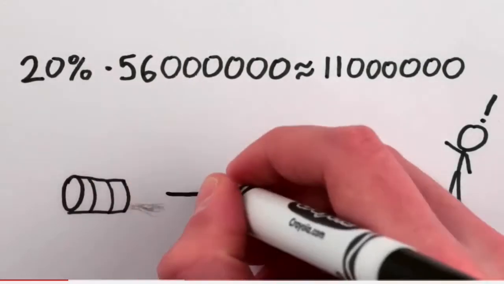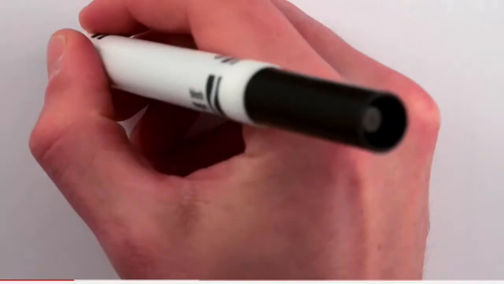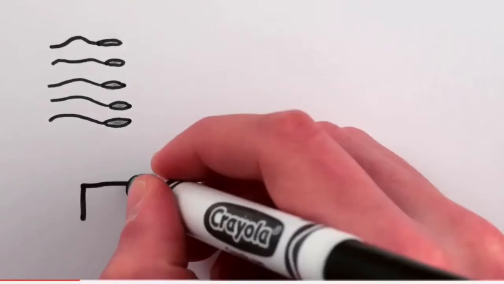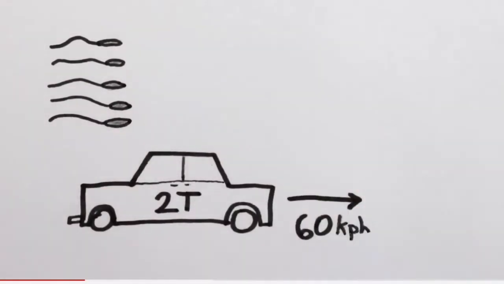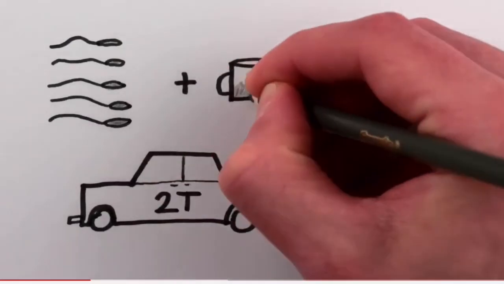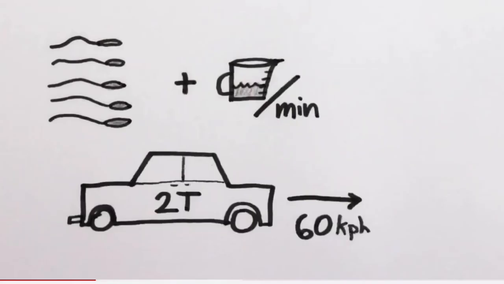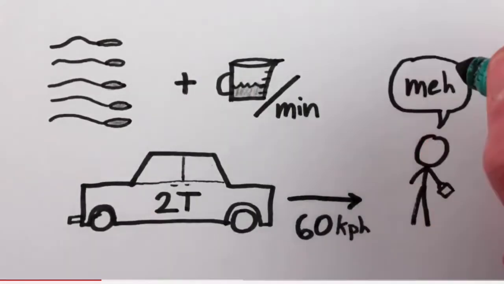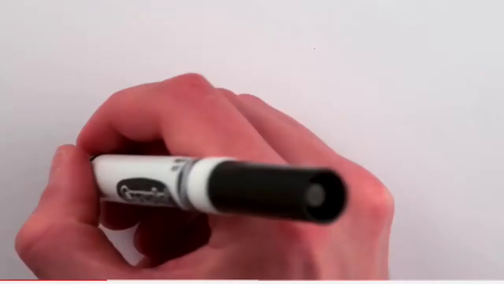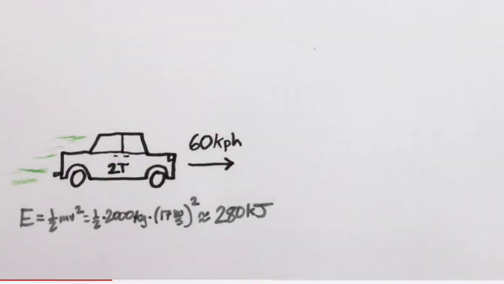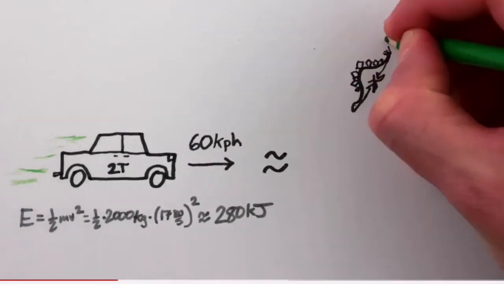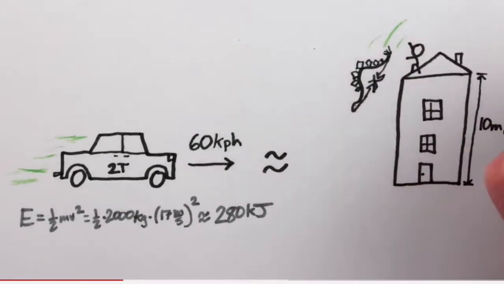To give a direct sense of gas to car conversion, it takes about 5 teaspoons of gas to accelerate a 2-ton car to 60 kilometers per hour, and about 1/3 of a cup more for every additional minute you want to keep it going at that speed. That might not sound like a lot of fuel, but the energy of a car moving 60 kilometers per hour is equivalent to dropping an elephant, or stegosaurus, from the top of a 3-story building.